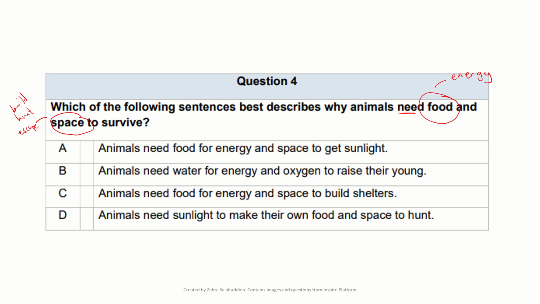Now you look for those words. Animals need food for energy? Yes. Space for sunlight? No. Animals need water for energy? That's not correct. They need oxygen to raise their young? Yes, but they don't need water for energy. They need food for energy. They need space to build their home. Correct. So the answer is C.